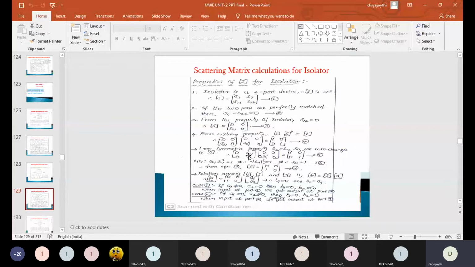When you multiply these two matrices, we are going to have S21 into S21 star is equal to 1. From that, magnitude of S21 whole square is equal to 1. So when magnitude of S21 whole square is equal to 1, then S21 is going to be 1. So you can directly replace 1 here. So what is the S matrix for the isolator? The S matrix for the isolator is 0, 0, 1, 0.